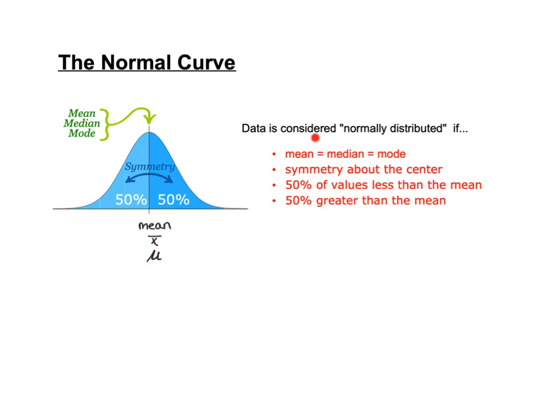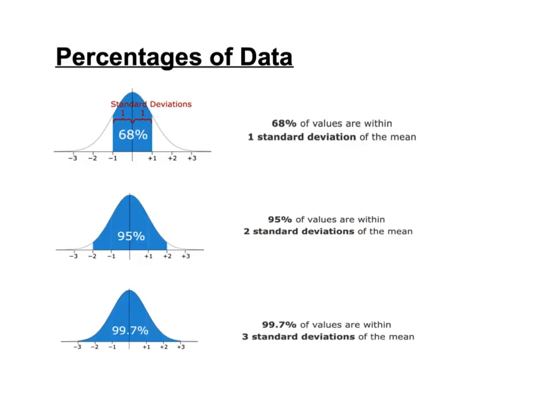So data is considered normally distributed if the mean, median, and mode are the same number. It's right here smack in the middle. What that means is that there's symmetry about the center. Approximately 50% of the values are less than the mean and 50% are greater than the mean, which makes this bell-shaped curve. There are some other important notes about the bell curve.